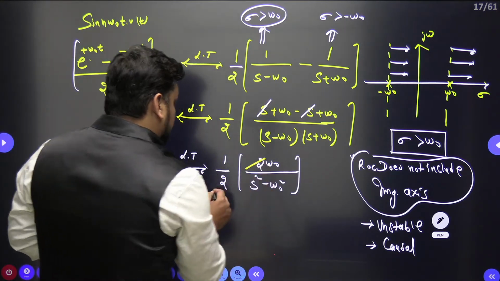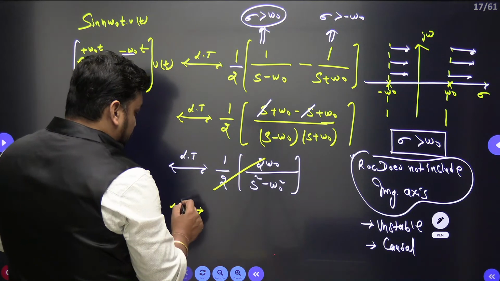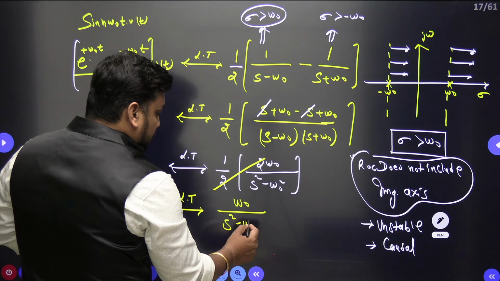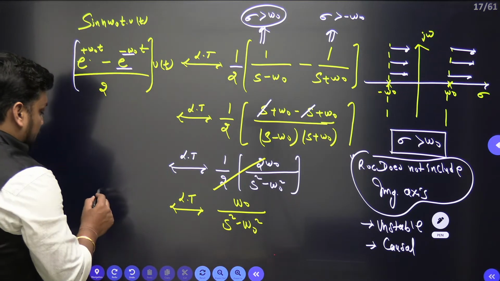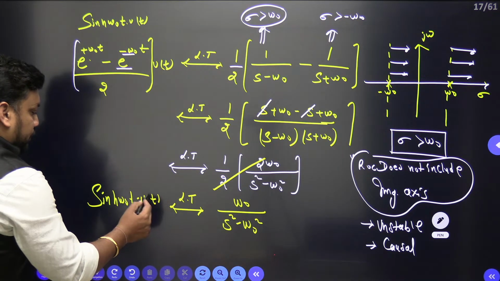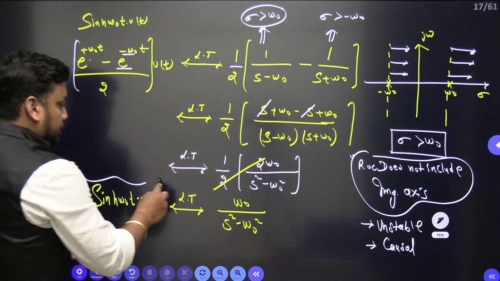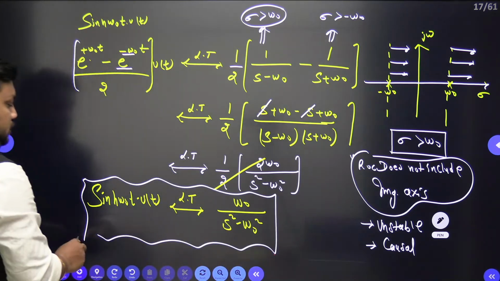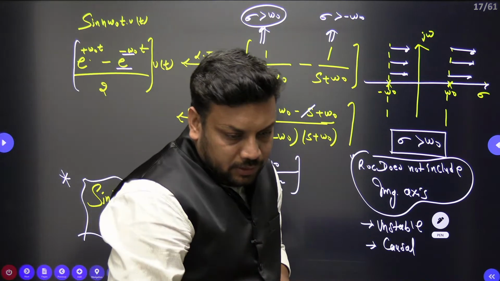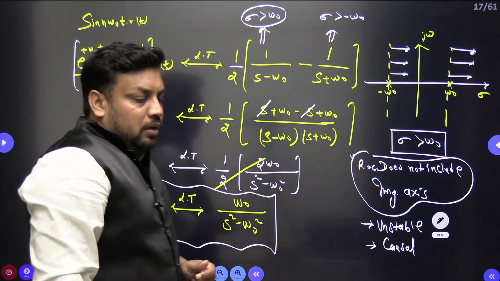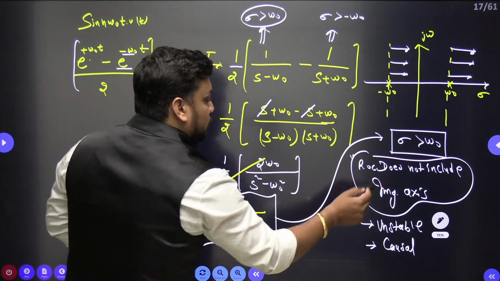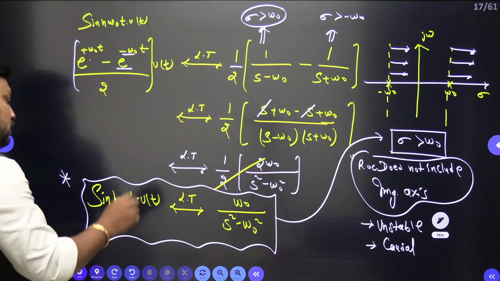So for the final result, the 2 gets cancelled out. The Laplace transform is omega 0 upon s square minus omega 0 square, and we are talking about sinh(omega 0 t) u(t). This result should be in a box. This is the final result. Complete this, beta. Very good. So the ultimate ROC is this only, and the ROC is unstable as well as causal, and this is the final result.